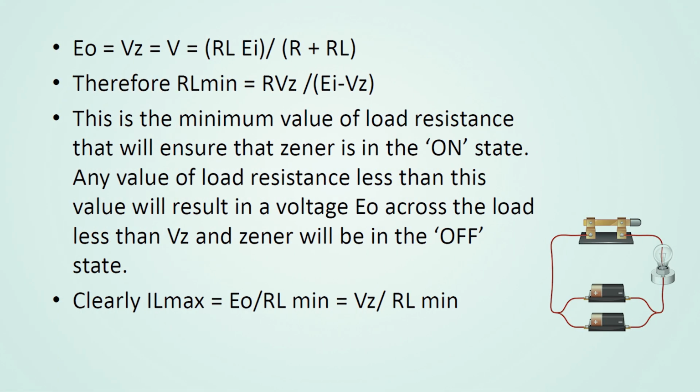So, E naught will be equal to Vz and it is equal to V, which is RL times Ei divided by R plus RL. Therefore, the value of RL minimum will be equal to R times Vz divided by Ei minus Vz. This is the minimum value of load resistance that will ensure that the Zener is in the on state. Any value of load resistance less than this value will result in a voltage E naught across the load less than Vz, and the Zener will be in the off state.